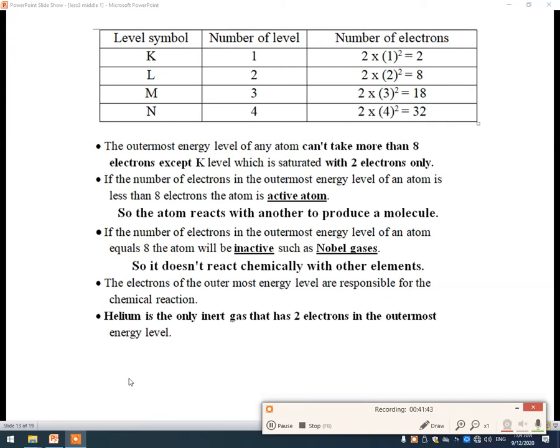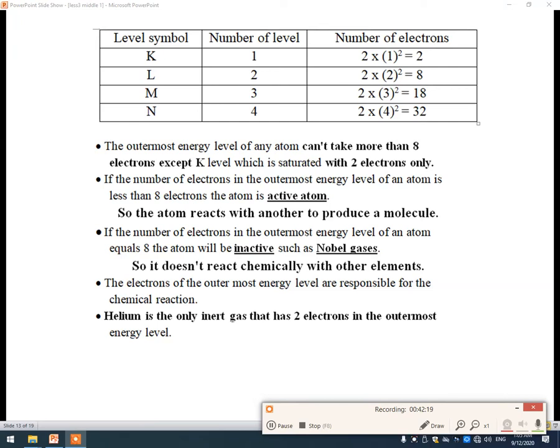Take care that the outermost energy level of any atom, what does outermost energy level mean? The final energy level. The last energy level of any atom, maybe L, maybe N, maybe O, can't take more than 8. Take care, the outermost energy level of any atom can't take more than 8 electrons, except the K level, which is only saturated by 2 electrons. Very, very important note.